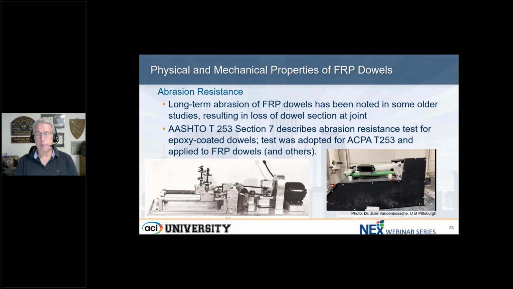This hasn't been documented in any other studies that I'm aware of, but maybe other folks haven't been pulling the dowel bars out to examine them after years of service. I'm not sure what the reason is. So it seems to raise enough of a cautionary flag that it may be a test that's worth doing.